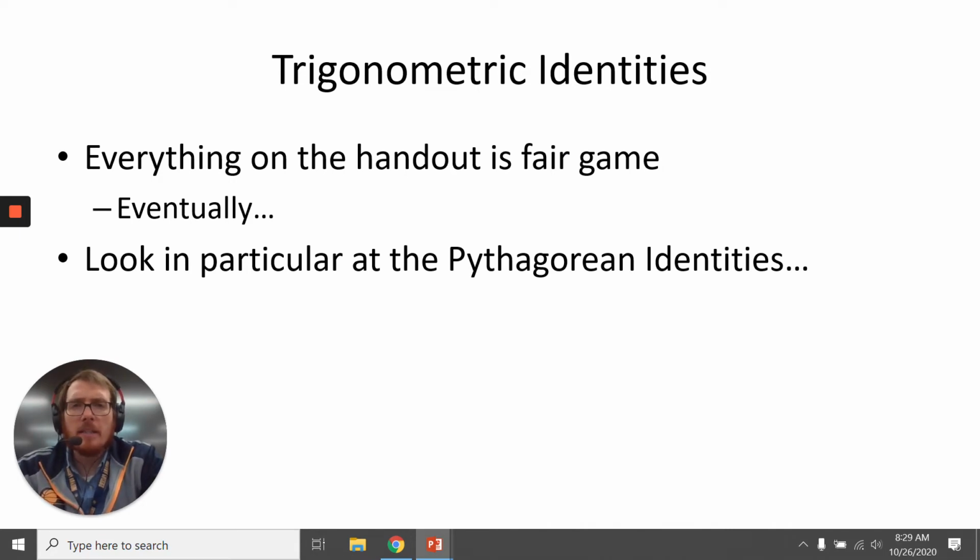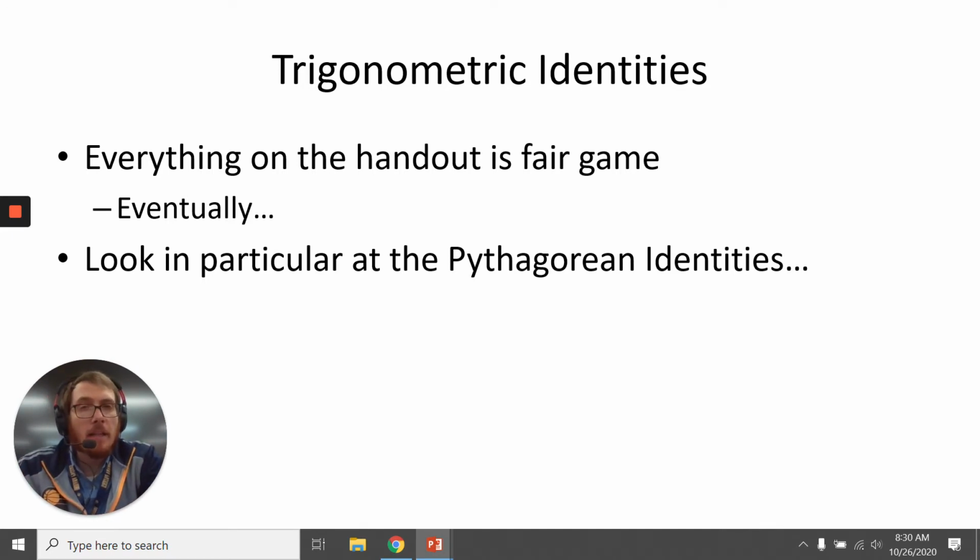Okay, the next thing that we need to discuss are the trig identities. There is a handout that I've posted and that you want to look at. I would say that eventually all the pieces are fair game. You want to focus in on the first 3 or 4 sections dealing with reciprocal identities, which are, sine of x is the same as 1/cosecant, for example.